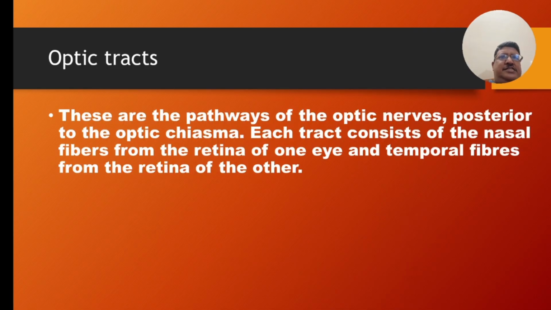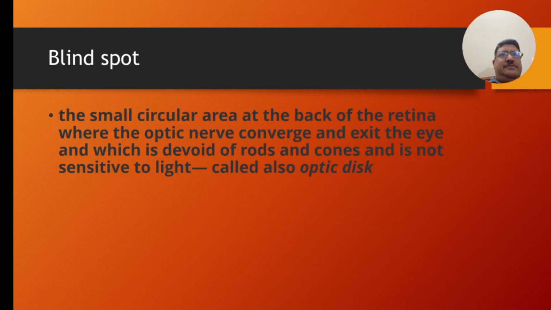Optic tracts: these are the pathway of the optic nerves posterior to the optic chiasma. Each tract consists of nasal fibers from the retina of one eye and temporal fibers from the retina of the other.